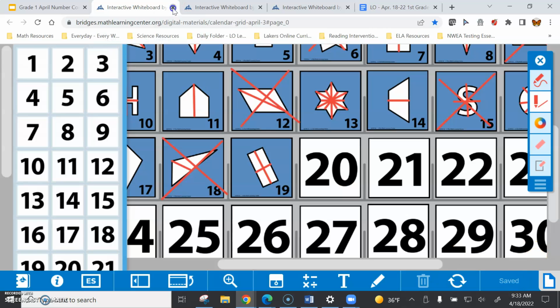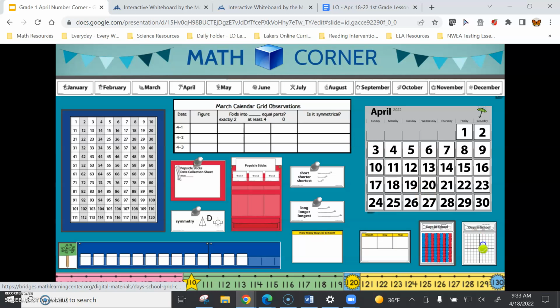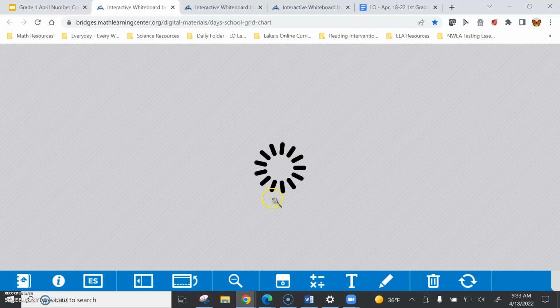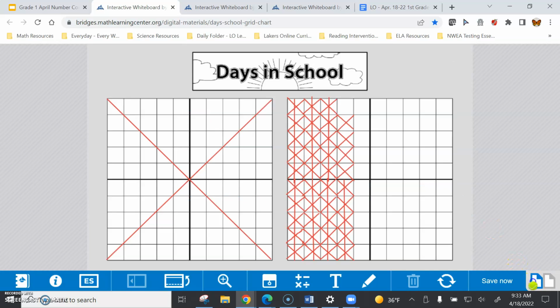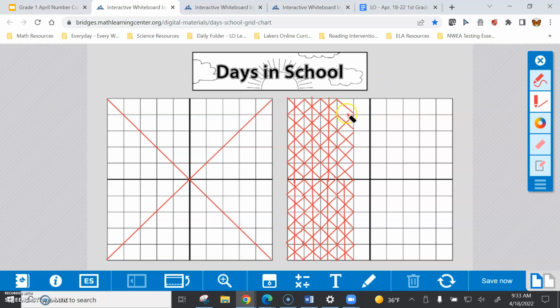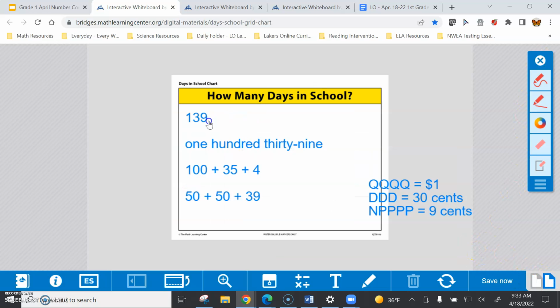As we continue to talk more about our activities, let's go into our days in school. Whoa, believe it or not, we have made it to the 140th day in school. 140. Can you believe that? 140 days together.